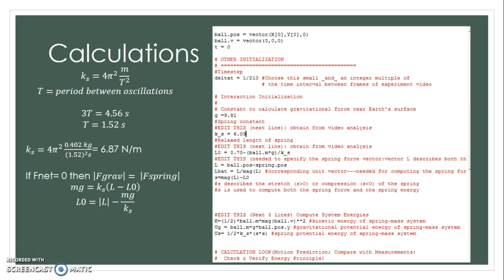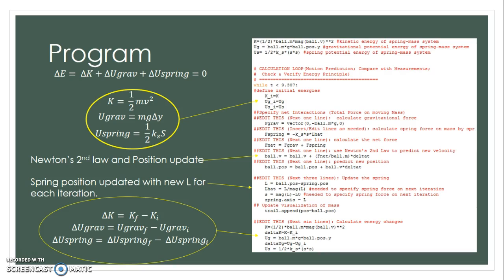All of these values were then inputted into our VPython program. We incorporated the energy principle by making our system the spring and the attached mass, and having nothing in the surroundings, therefore no work is being done on the system from the surroundings. That way there is no change in energy, and all the changes in energy must add up to zero. These were accounted for using the standard equations for kinetic energy, potential gravitational energy, and potential spring energy. The values were then updated through Newton's second law, and the spring was updated using the new L value for each iteration. The changes in kinetic and potential energies were also accounted for.